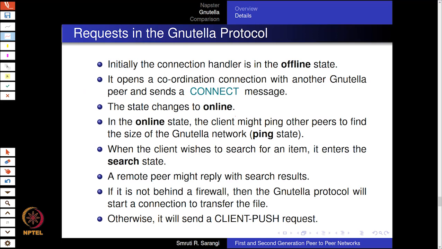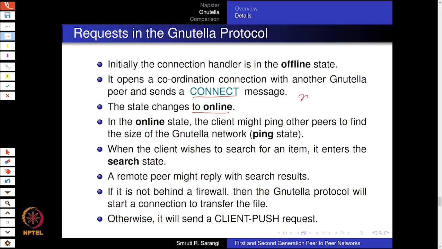Initially, the connection handler is in the offline state. It opens a coordination connection with another Gnutella peer and sends a connect message. So this would change the state to online. So let us assume that it somehow knows the ID of a Gnutella peer, or there were some openly visible open source servers which could at least connect you to Gnutella peers.